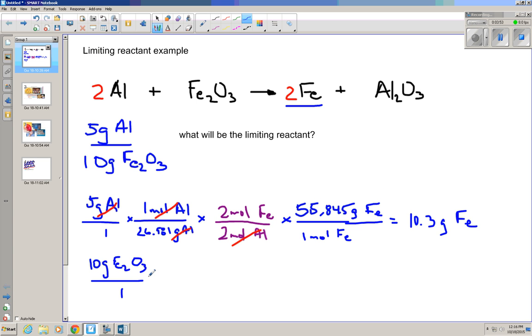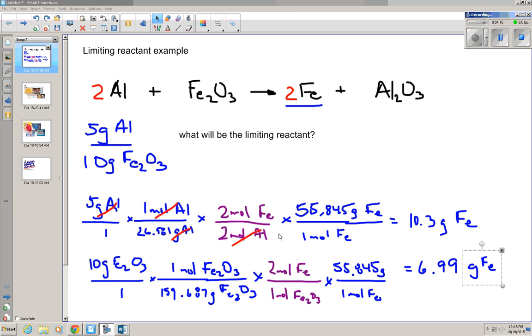So now I need to do this entire thing again, but instead starting with iron oxide. But guess what? You get to use the same numbers in here. All right, so I'm going to do the entire process, and I want to end up with how many grams of iron could I make given a starting amount of 10 grams of iron oxide, okay?